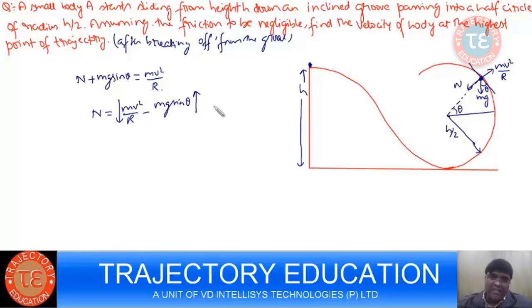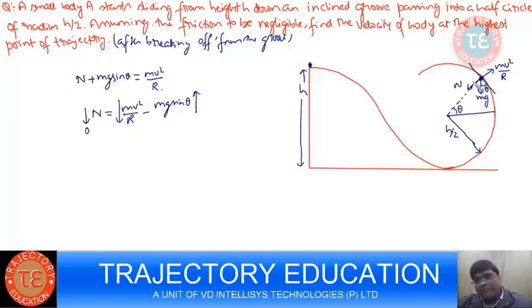Initially this is high, theta is 0. When theta is 0, you have the velocity, but slowly this quantity is going to fall, this quantity is going to rise. So a time will come when they will become equal and your N will reduce to 0. So N is falling. What is N? N is the contact force between this body and the groove.